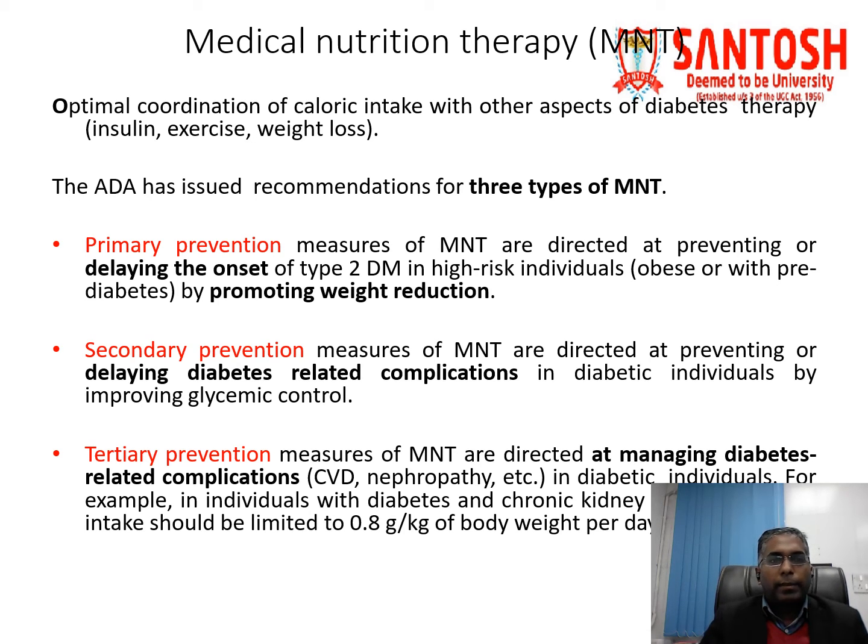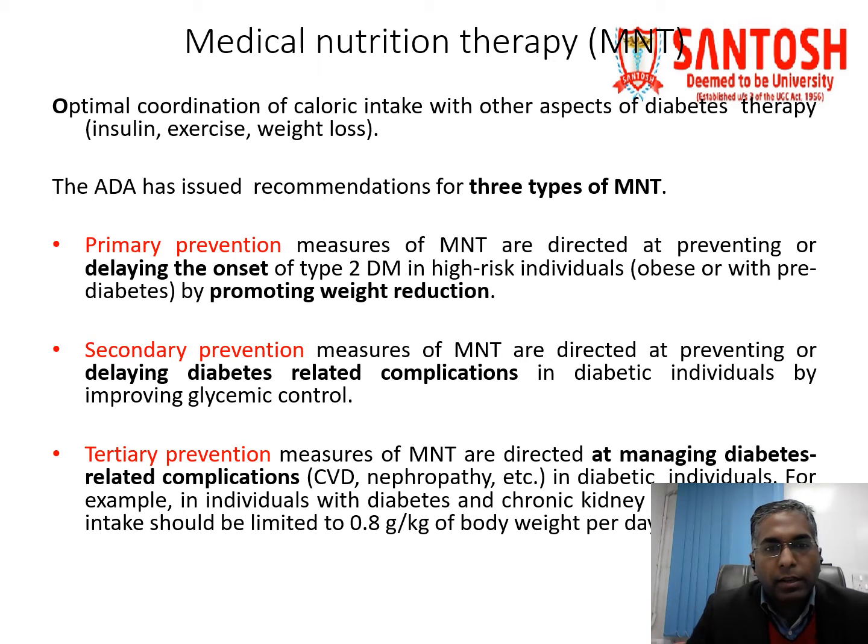ADA, that is the American Diabetic Association, has issued recommendations for three types of MNT: primary prevention, secondary prevention, and tertiary prevention. Primary prevention MNT measures are directed at preventing or delaying the onset of type 2 diabetes mellitus in high-risk individuals, as in the categories we have already discussed, that is obese or pre-diabetes, or by promoting weight reduction. So medical nutrition therapy has a very important aspect in primary prevention.